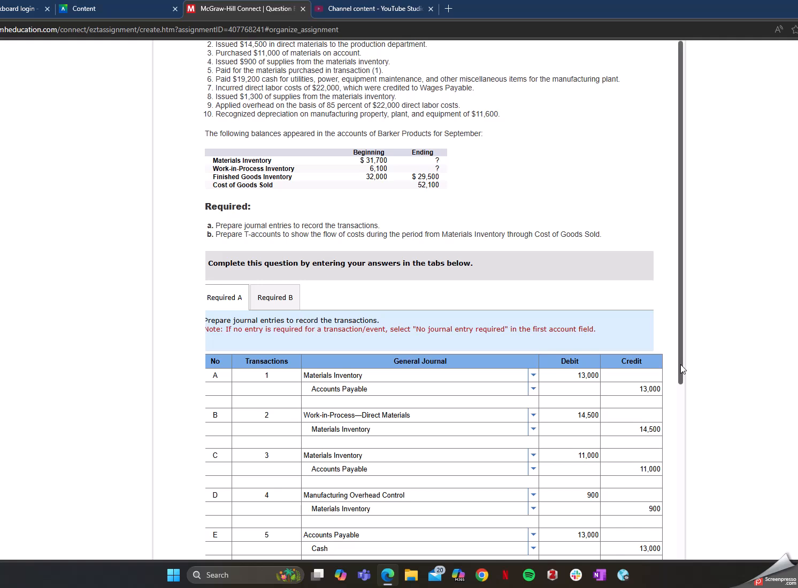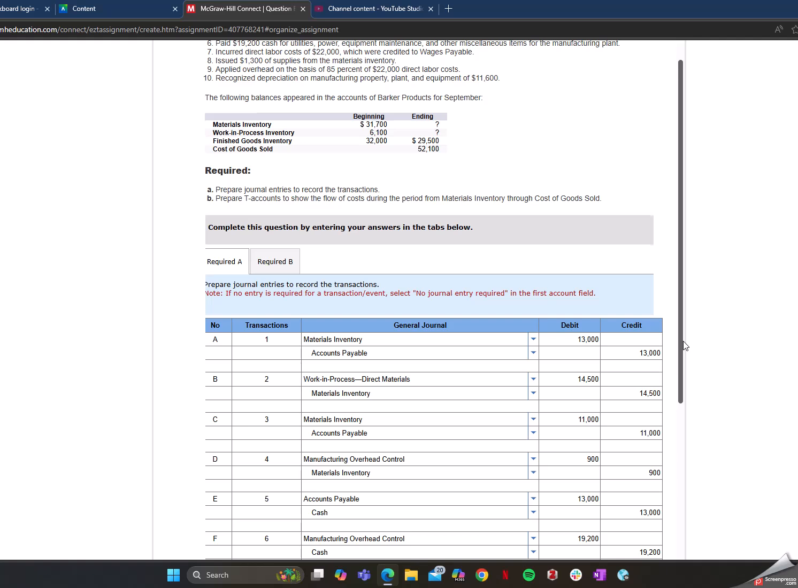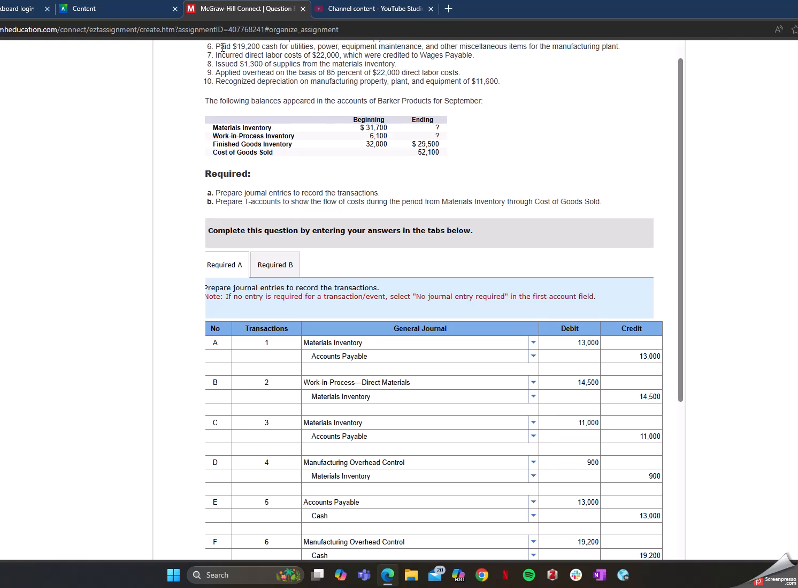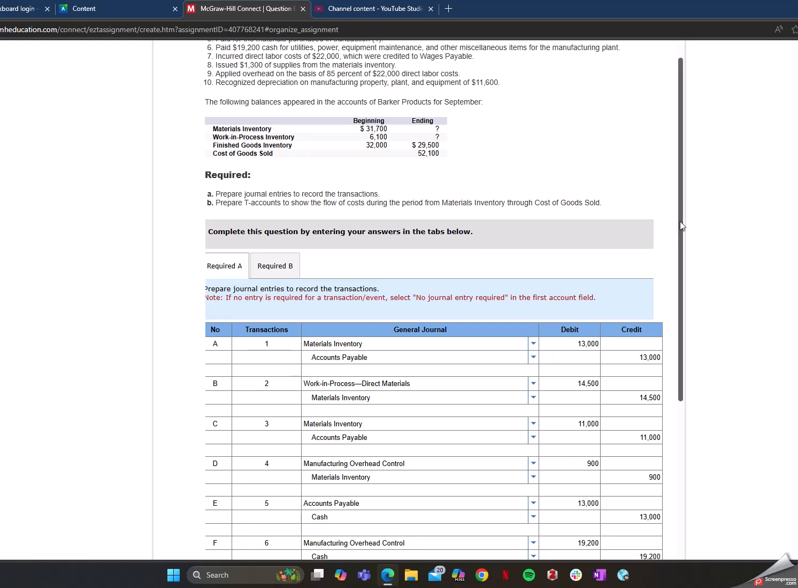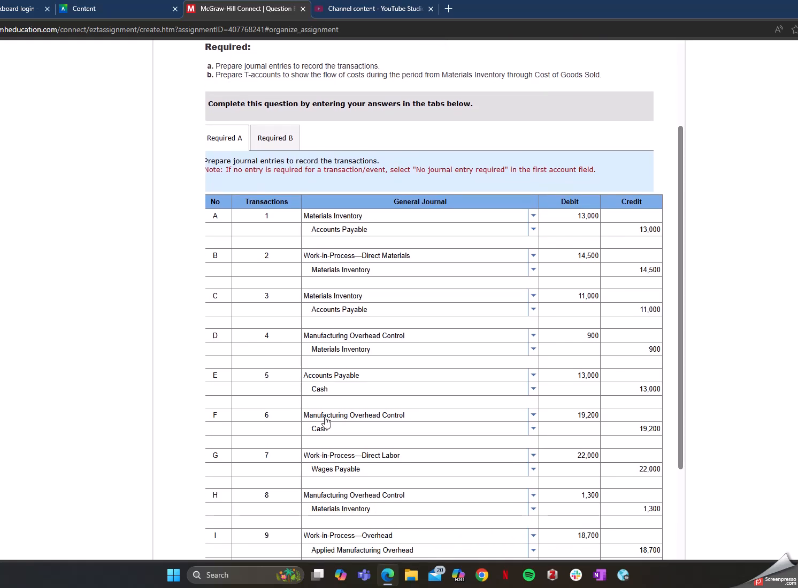Okay, then we paid for the materials in transaction 1. So then we're going to debit our accounts payable and then credit cash for the $13,000 that we paid. Then we paid $19,200 cash for utilities, power, equipment, and other miscellaneous items for the manufacturing plant. All of those are going to be overhead, so they go into our manufacturing overhead control as a debit, and then we credit cash.